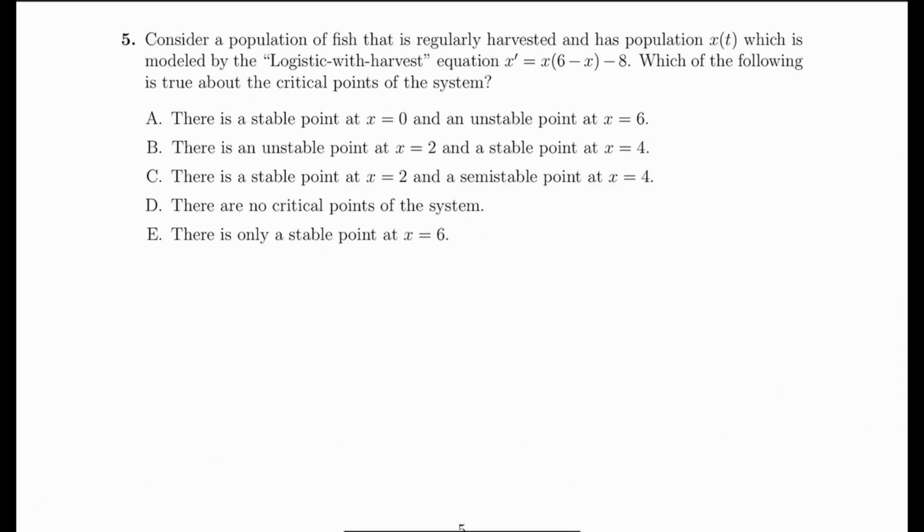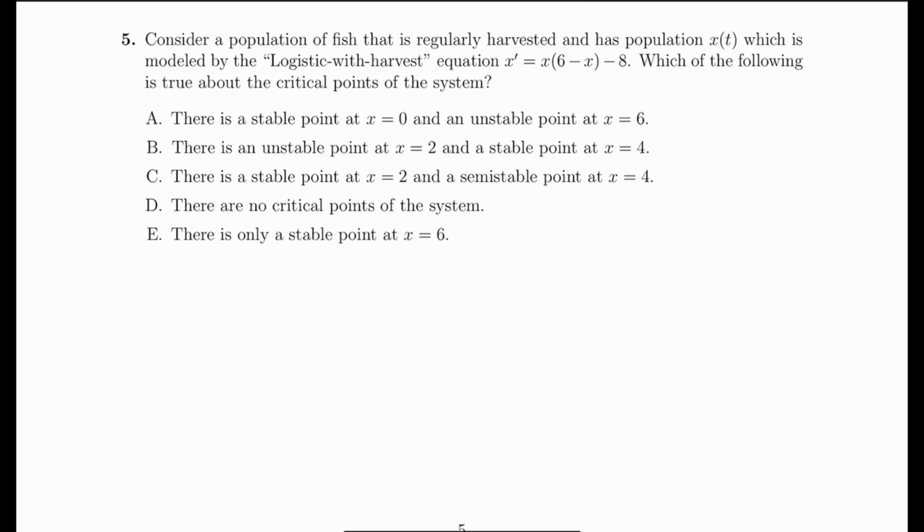In question 5, we are asked to consider a population of fish regularly harvested and has population x of t, modeled by this logistic with harvest differential equation. Right here we're given for x prime, and then we're asked which of the following is true about the critical points of the system. The fact that it's logistic with harvest isn't really relevant here. If you remember the graphs and want to draw it out, you can do that. I think it's easiest to just solve as a regular critical point stability problem, though.